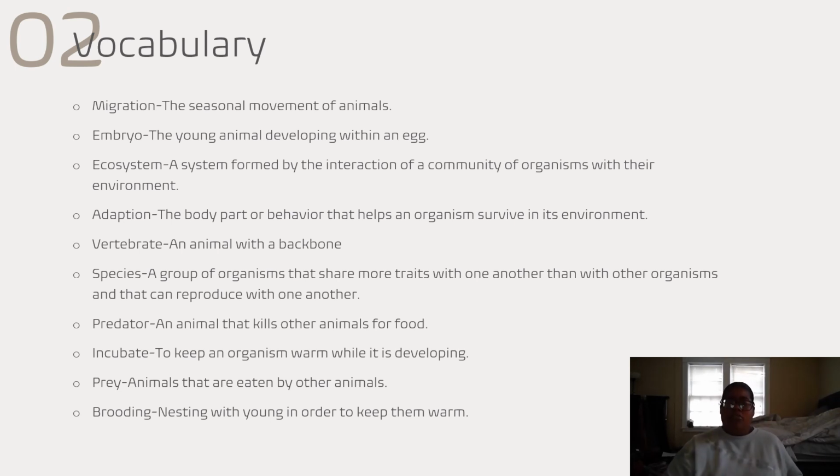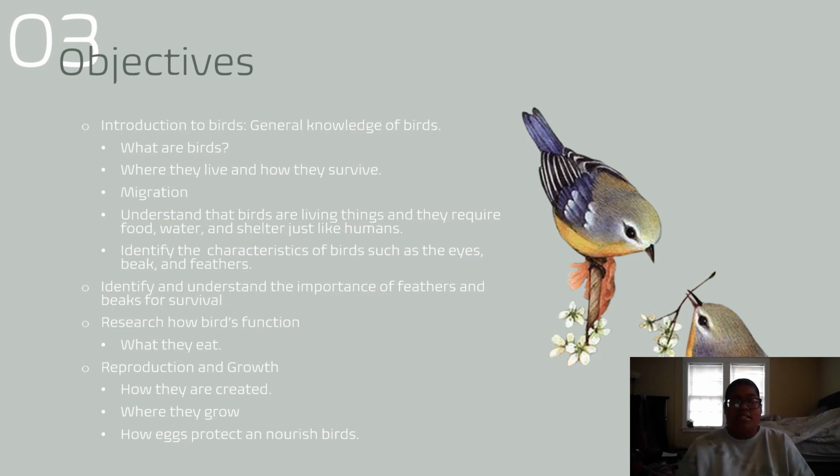And so a lot of those vocabulary words you can see across a lot of the books that I have specifically chosen, like birds and nesting. A lot of those books you can see every single one of those vocabulary words, and I think it's important that they learn the vocabulary so that they're familiar with it when they are reading these books on their own. So the objectives for this whole center is that they understand the basic knowledge of birds, what birds are, where they live and how they survive, migration, understanding that birds are living things, and that they require food, water, and shelter just like we do.